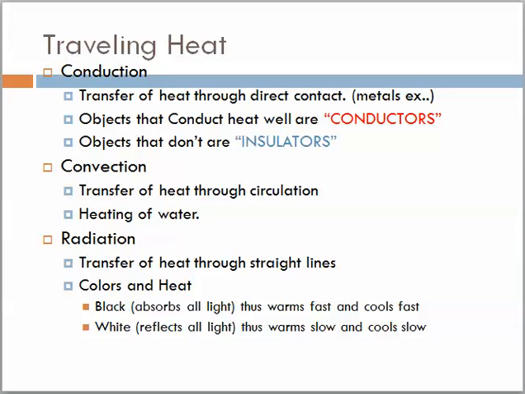We had convection, as we discussed in our day 49 notes, which is the flow of heat through fluids, like the gas-forced air in your house or furnace. And then radiation was the transfer of heat through straight lines. We said everything gives off heat, specifically the sun. We also talked about how black absorbs all light, so it warms faster, and white reflects all light, so it takes a lot more time to absorb that energy.